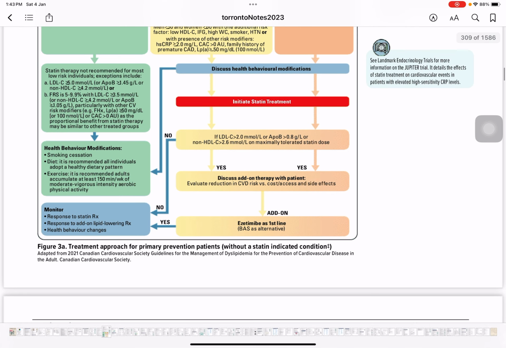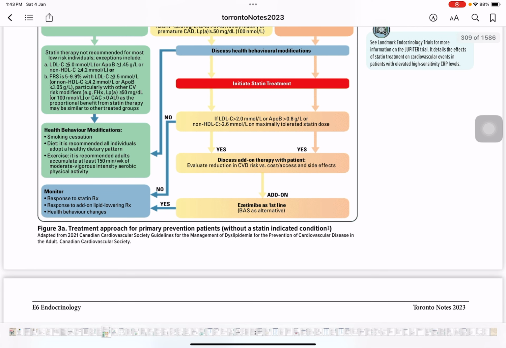Lifestyle modification and health behavior modifications: smoking cessation is on the top. This is what I've told you in the previous video as well. Anything that they have mentioned on the top, make sure you learn it with top priority. Let's say smoking cessation, lifestyle, diet. If they ask you in a question, smoking cessation is the first thing that you will talk about in a patient with dyslipidemia. Smoking cessation, then you'll talk about diet, and then you will talk about exercise. How much exercise?